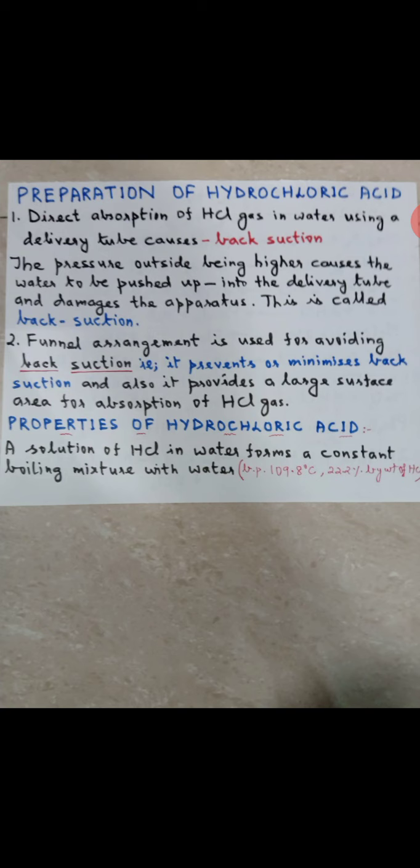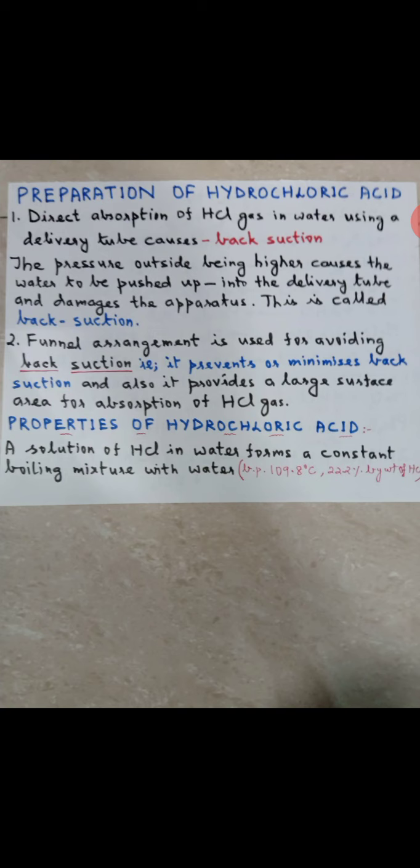So what is the composition of the mixture at that particular time? And what is the temperature? The temperature is 109.8 degrees centigrade. That means beyond 109.8 degrees centigrade, HCl also boils off along with water. And what is the percentage by weight of HCl in water? 22.2%. That means out of 100%, 22.2% by weight of HCl is present.